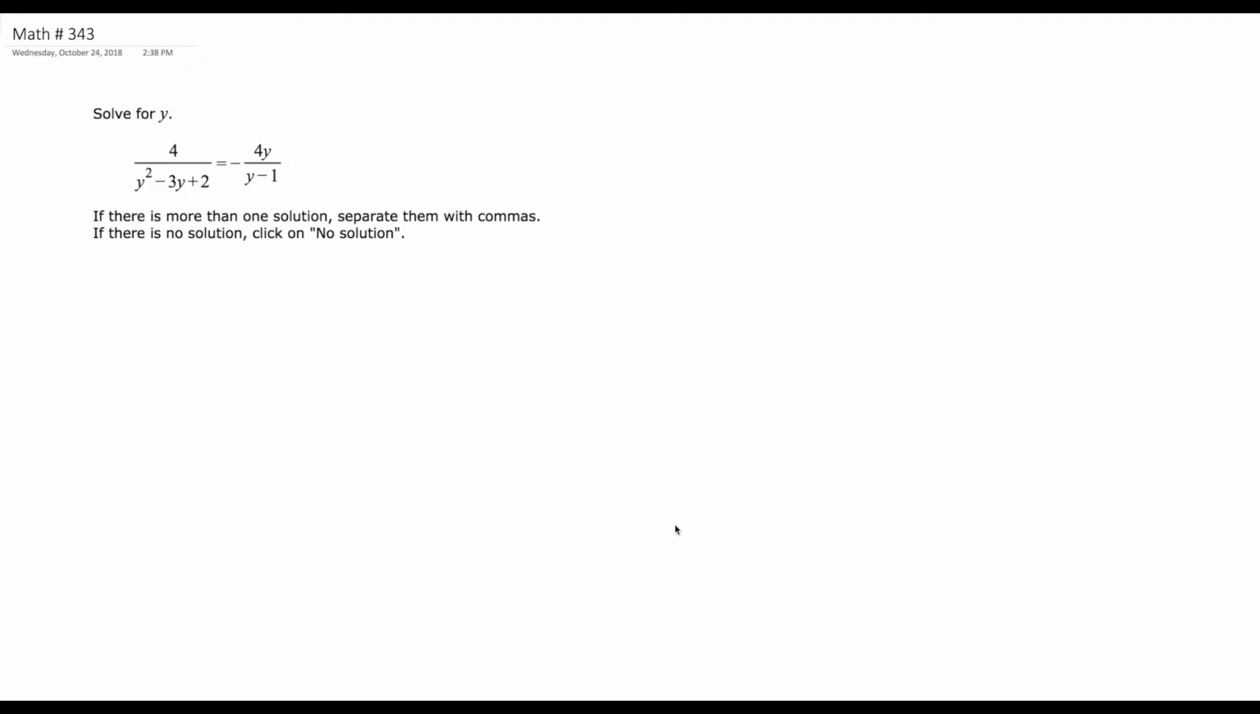So what do you think is the first thing you need to do here? Well, we want to do something first. Okay, so we're going to factor the bottom. All right, tell me. Okay, you see this negative right here? Negative next to a fraction, just put it on the top. Just think of it as belonging to the thing on the top. So it's negative 4y over y minus 1. All right.